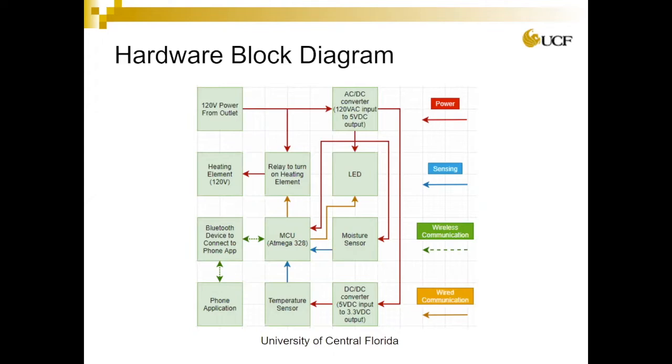All of our other devices require a much lower voltage. So we have an AC to DC converter to go from 120 volts to 5 volts. And then we have a DC to DC converter to go from that 5 volts to 3.3 volts. We will discuss those converters in more detail in the later slides. As you can see, the MCU is also connected to the LED, the moisture sensor, and the temperature sensor. It is receiving signals from the moisture sensor and the temperature sensor to determine if the heating element needs to be turned on, and then it is sending a control signal to the LED for control of the LEDs.